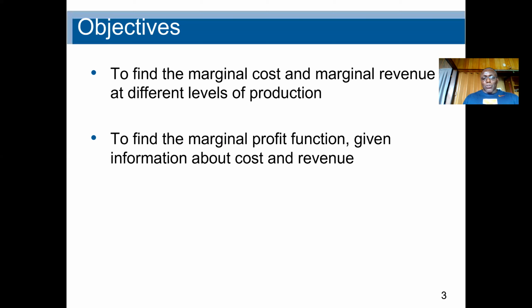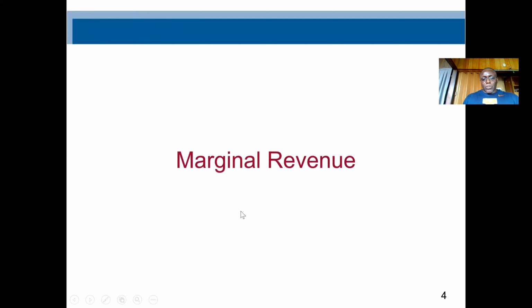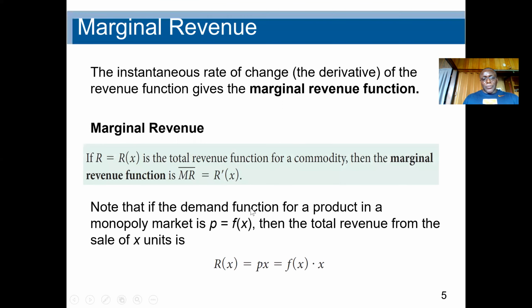Same thing applies to the marginal cost or the marginal profit. If I'm looking for marginal cost after a company produced 32 items, it means the answer I will get will be the cost for the 33rd item, the next item. So let's start with the marginal revenue.